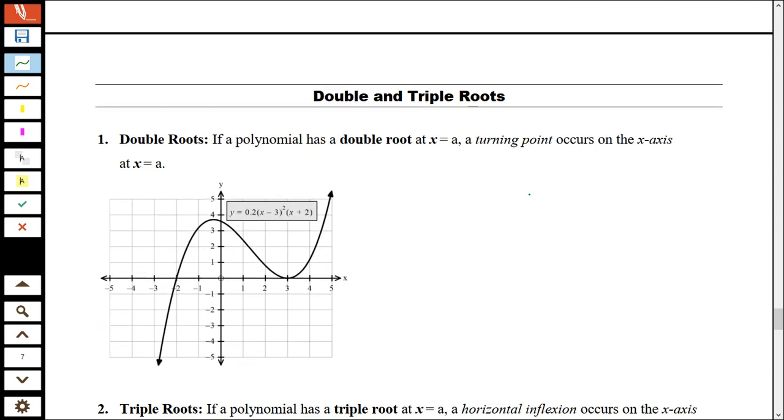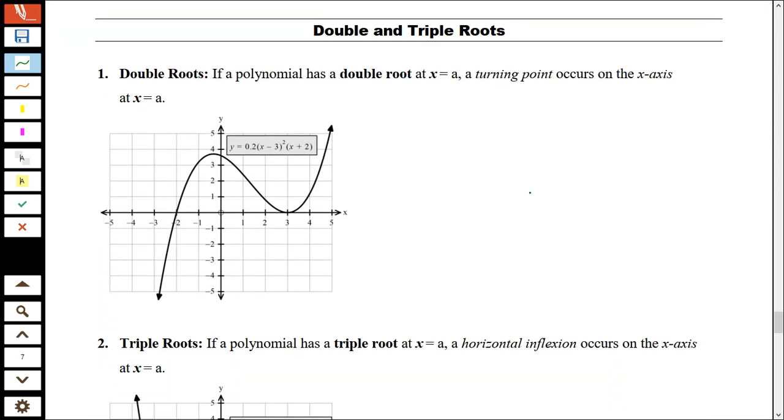Now, let's have a look at something called double and triple roots. What is a double root? Well, here's a double root. A double root is when you've got a repeated factor in your polynomial. Okay, so if I was to write this out in a different way, I could write this as x minus 3, and x plus 2. Okay, so you can see here I've got a repeated factor of x minus 3. All right, and therefore we say it's got a double root.